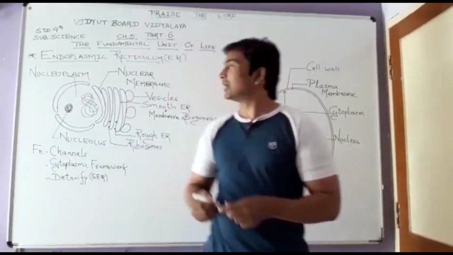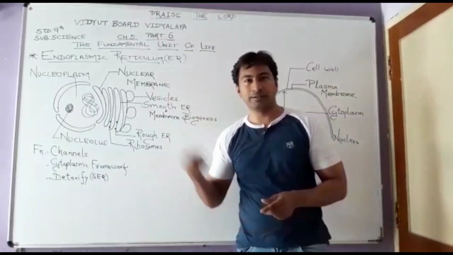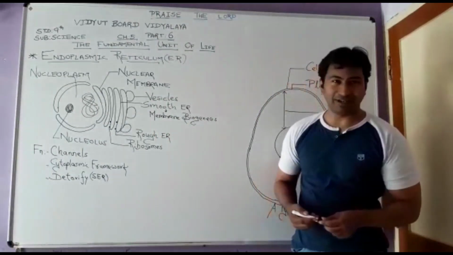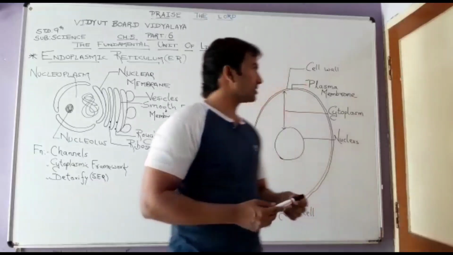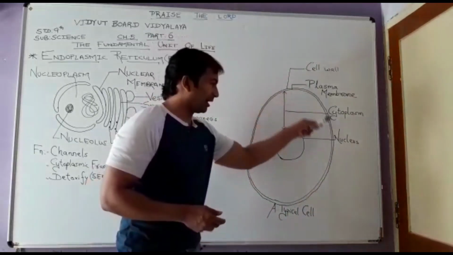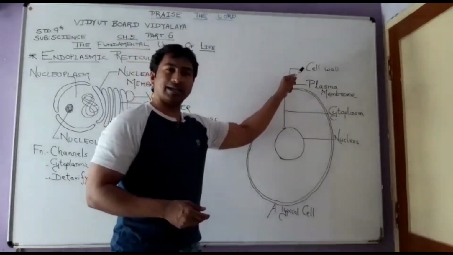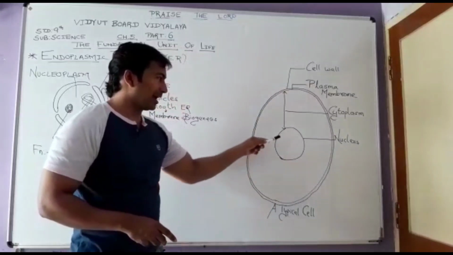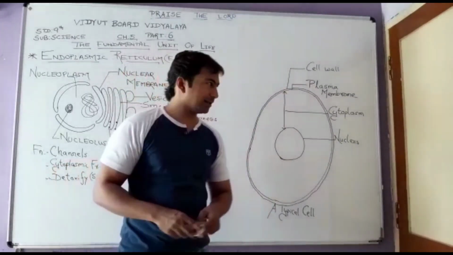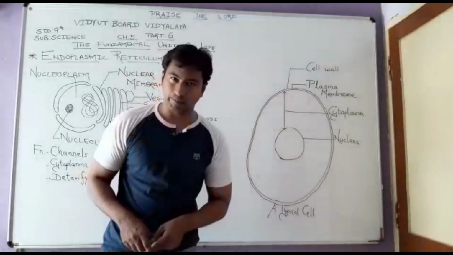Hello friends. So we are in the sixth part of the chapter, The Fundamental Unit of Life, for 9th standard science. Up till now we have discussed very well the outermost layer of the cell, that is the plasma membrane, the covering of the plasma membrane, that is the cell wall, and in the last class we have discussed very well about the heart of the cell, that is the nucleus.